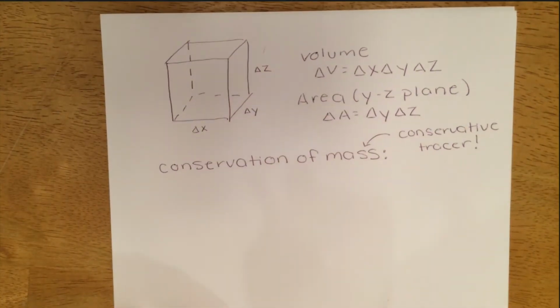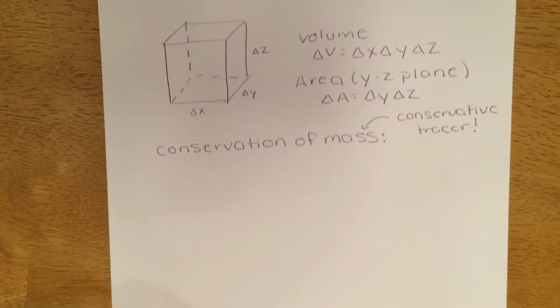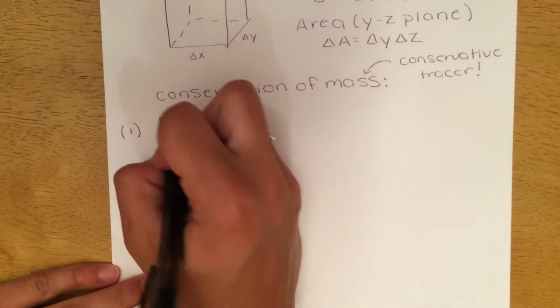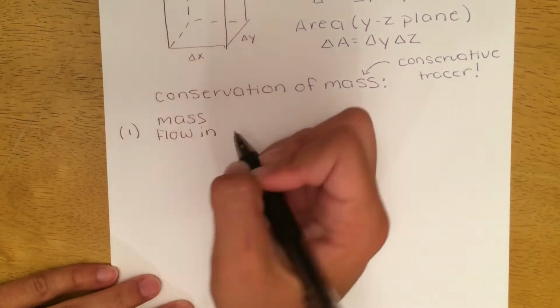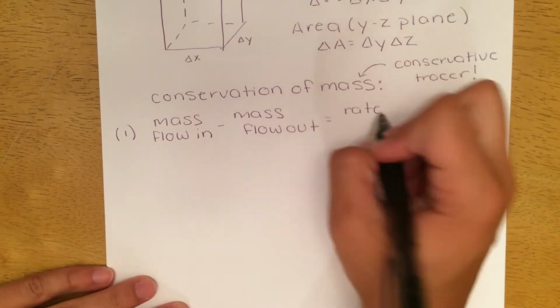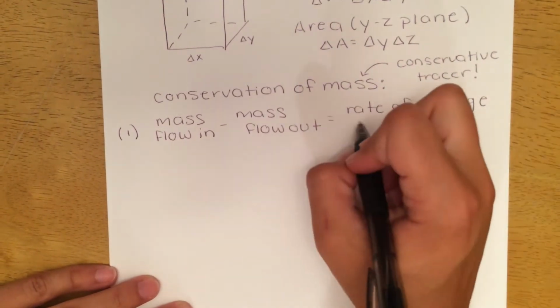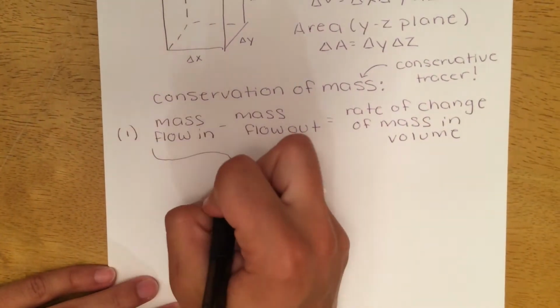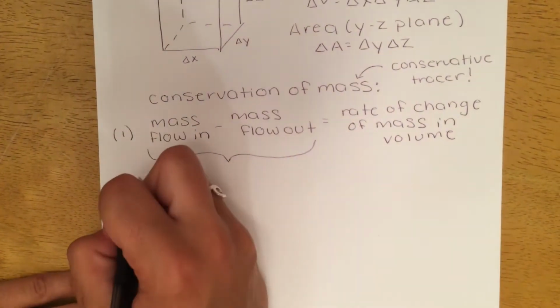So the conservation of mass equation, in words, basically states that the rate of mass entering the volume, which is the same as the mass flow in minus the mass flow out, must be equal to the rate of change of mass inside the volume. Let's call this equation 1, because we'll come back to this equation a few times.